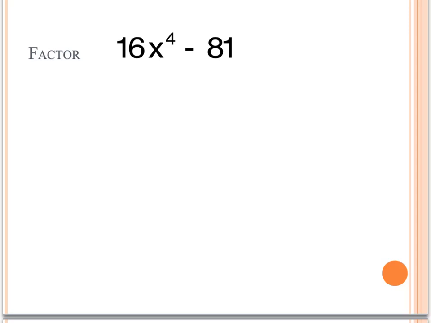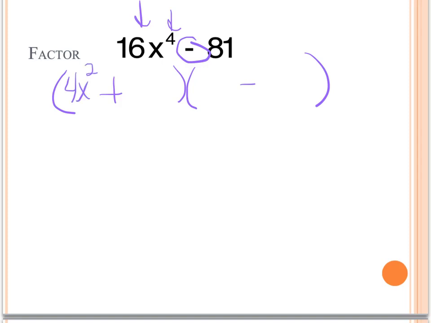Now maybe it's not so obvious to see in this one, but this one is the difference of two squares. Definitely not cubes because I have this x to the 4th here and I can't take the cube root of x to the 4th. So it's a difference of two squares. So remember, one's going to be plus and one's going to be minus. I take the square root of this one, which is 4x squared, and put that here. Then I take the square root of this one, which is 9, and put that here. Now, I don't have the sum of two squares, so that one has to stay the same.